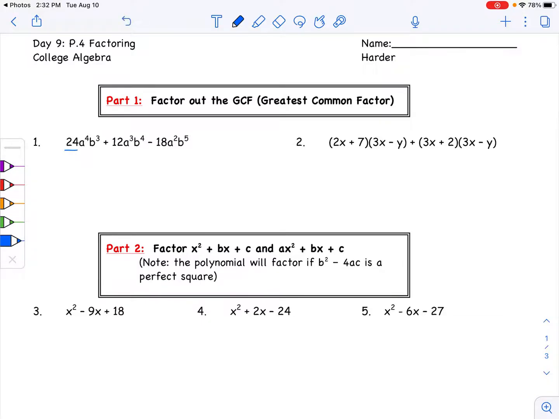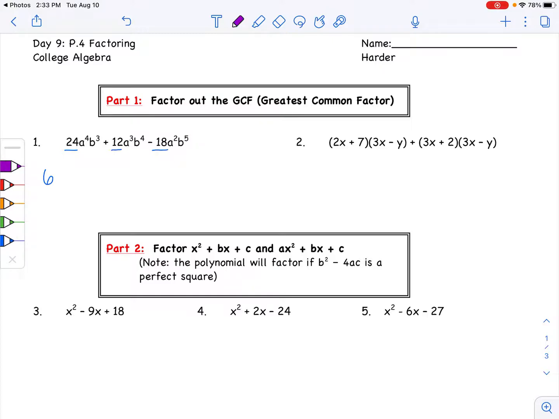I'm looking specifically at the 24, 12, and 18. The greatest common factor that they share, now think about multiplication, would be 6. Each of those I can take a factor of 6 out. So 6 is the greatest common factor for my coefficients.